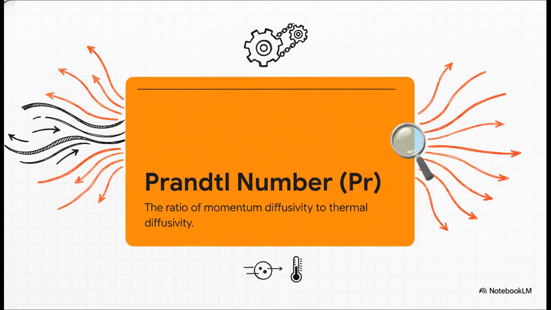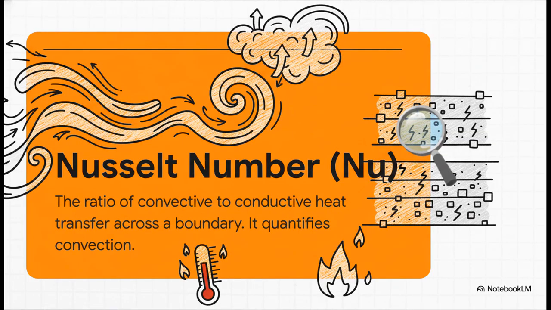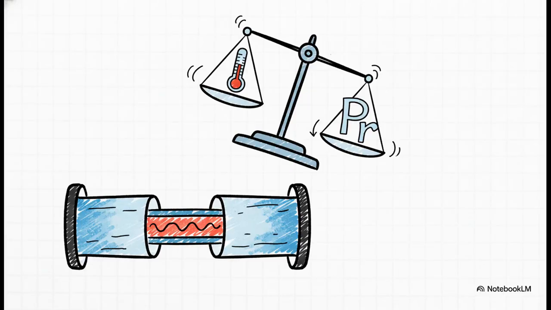Next, the Prandtl number. It connects how the fluid moves with how it transfers heat. Super important. And finally, the Nusselt number. This is the prize. It's what we're solving for. It quantifies the convection. Now this is the genius part, the Prandtl number ratio. It corrects for temperature, making it crazy accurate.